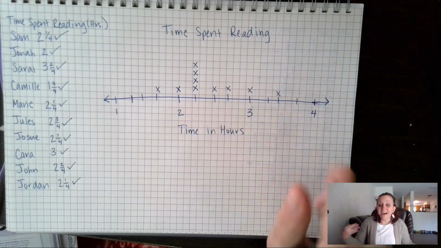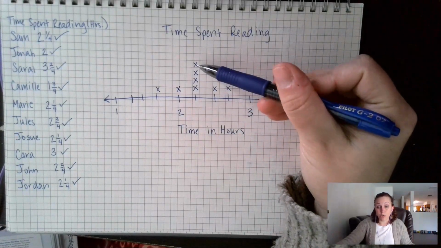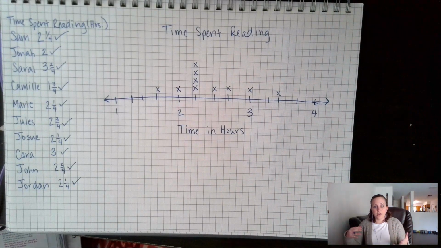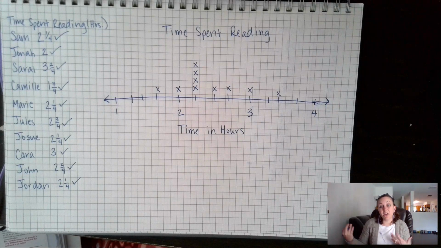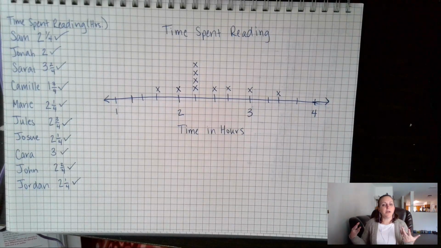The most common amount of time spent reading, the one that has the most X's, is 2 1/4. So we can look and see where the most common amount of time is, the greatest amount of time, the least amount of time. We could also see if there's an outlier.